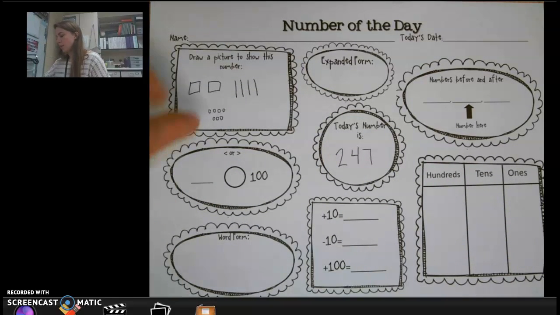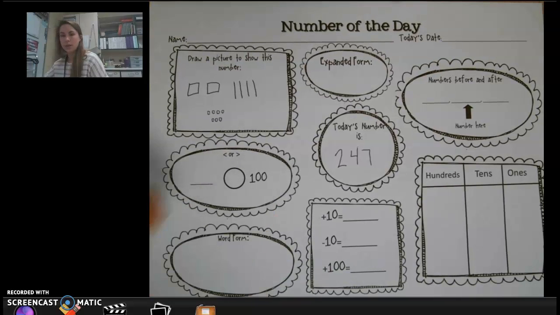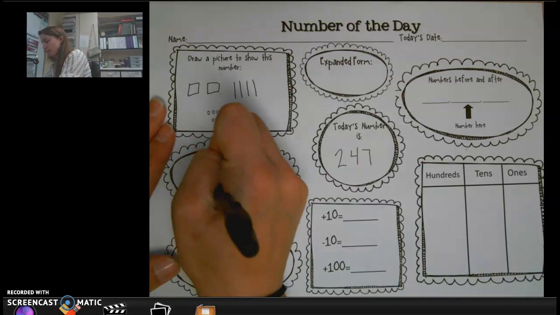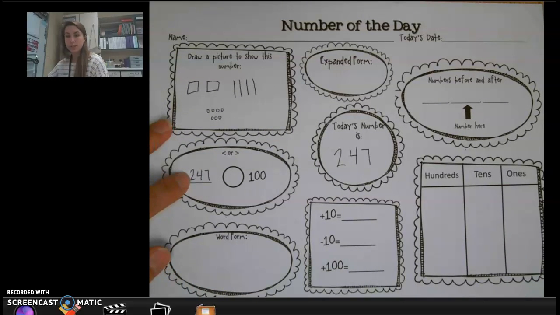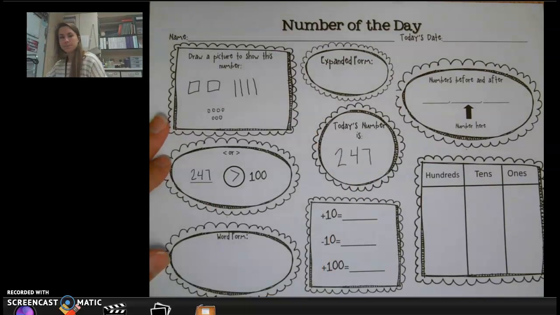Okay. Down below, I have 100 here, and I'm comparing greater than or less than. So I just have to write my number on the line, and then think about, is 247 greater than or less than 100? Definitely greater than.